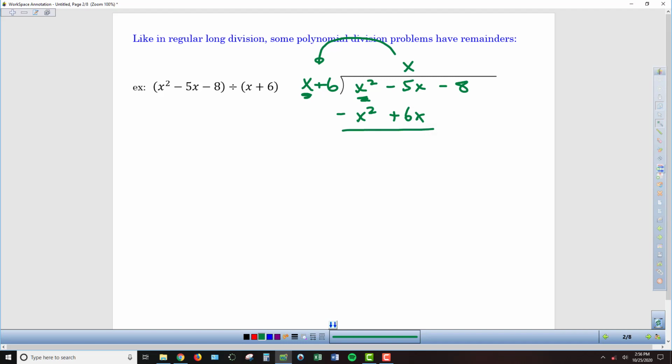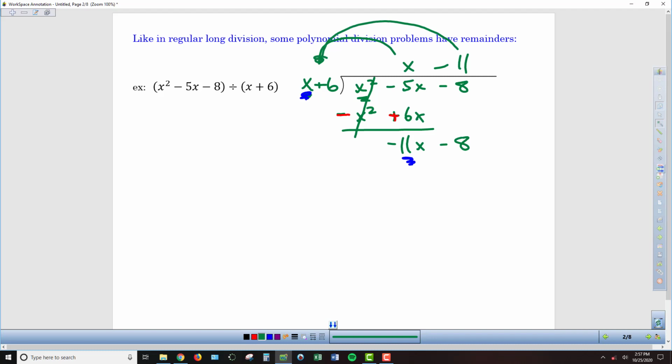So once again, we see that these first pieces are identical, so those always subtract away. Now we have to be careful for the second part. It's negative 5x minus this positive 6x. So negative 5 minus 6, it's going to give us negative 11x. We're ready to bring down the negative 8, and then we have one more round of the division. So x times what equals negative 11x. So hopefully we see that as being negative 11.